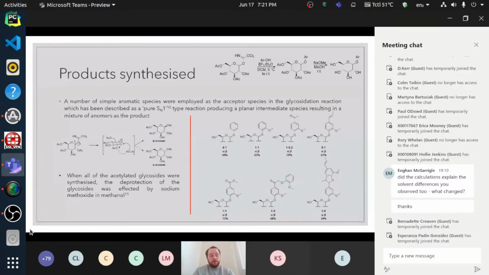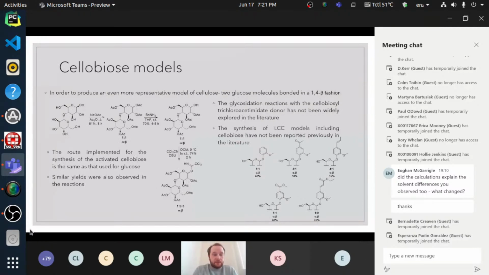So we thought, let's make our lives more difficult. Let's increase the complexity of the sugar system. So we added another glucose molecule and we used cellobiose. Cellobiose is 2 glucose molecules bonded in 1,4 fashion, so kind of like a dimer of the cellulose.